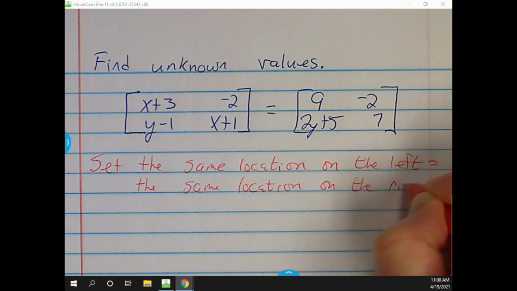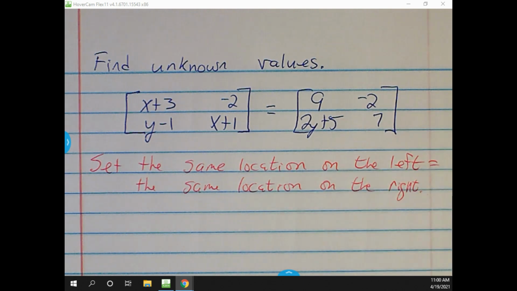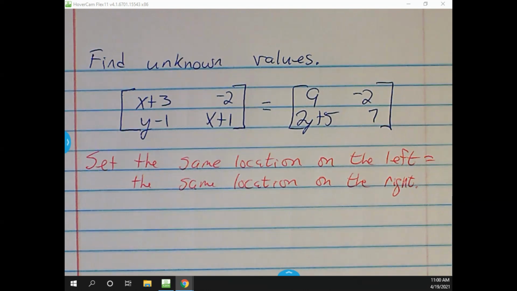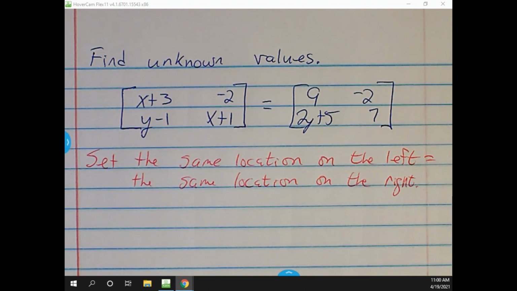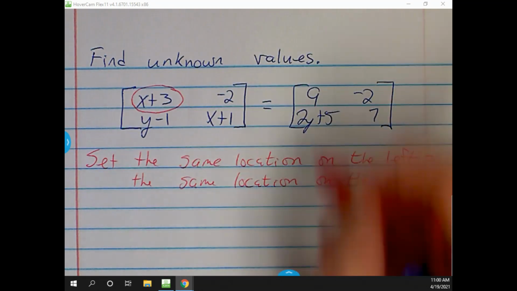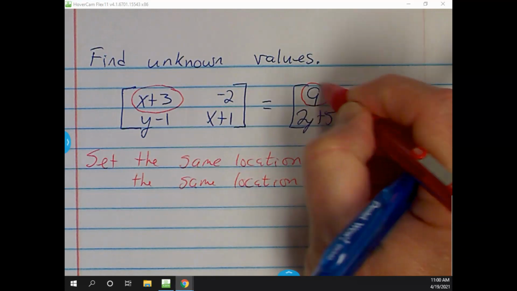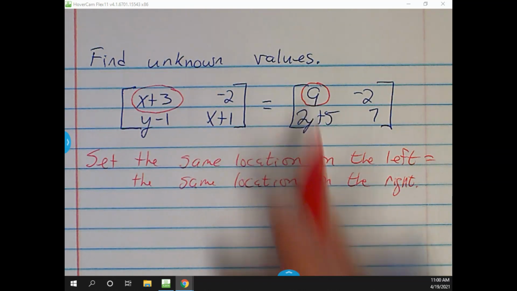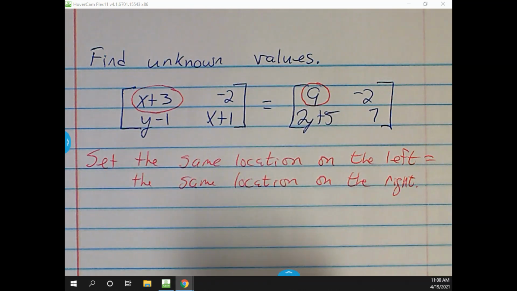This would be one, if you want to use your ditto marks, you can go back and do that. So basically just take the location on the left, set it equal to the one on the right, and you solve whatever it says to do there. Okay, so for this one, we'll take the first row, first column number here, and set it equal to the first row, first column number there. It's the top left number over here, set equal to the top left number over here. So we'll just do x plus 3 equal to 9.